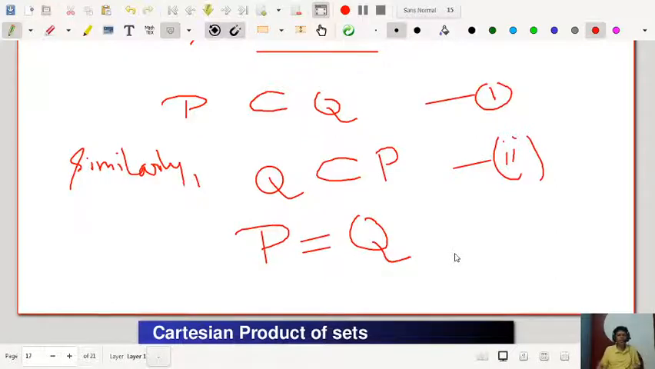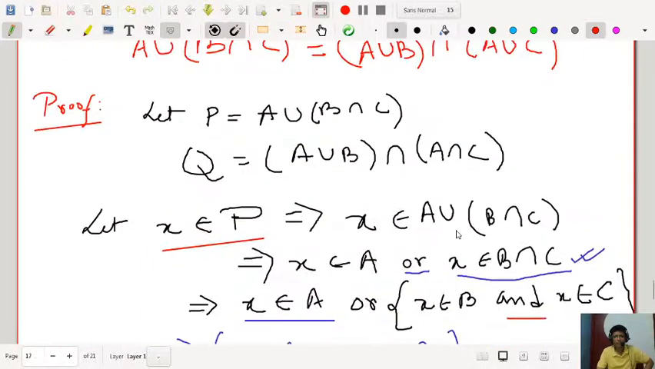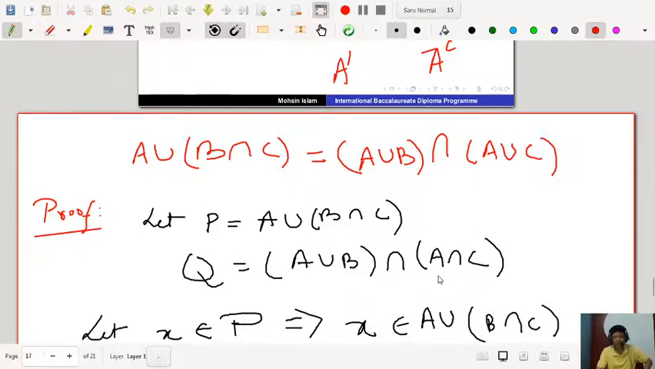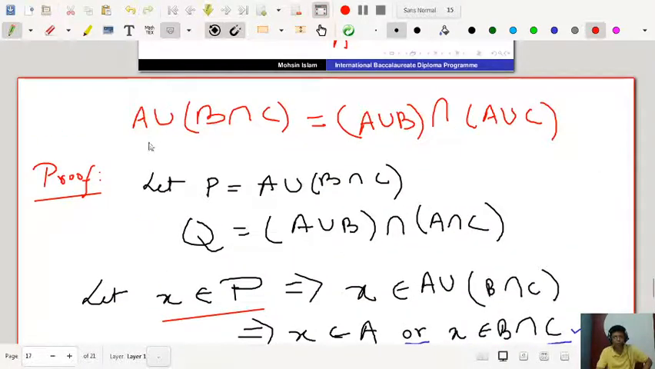Because these are not systems, these are sets. You cannot just say these two sets are equal. Two sets are equal because already I gave you the idea of equal sets. So from that definition, we can prove that P equal to Q. That means this law holds, the distributive law holds.